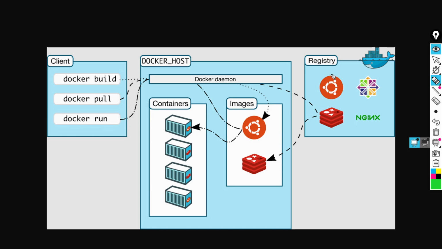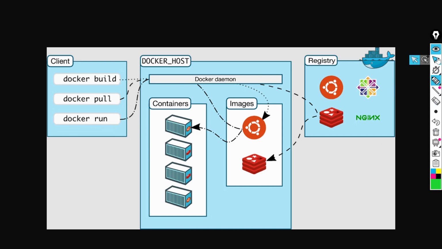Here in the registry we have Ubuntu, CentOS, Redis, and Nginx. So the Docker registry is like Docker Hub. This is the logo of Docker Hub, where we can have the images, push the images, and pull the images. There is a CLI also within the Docker registry, the Docker Hub. That is the thing you need to understand.